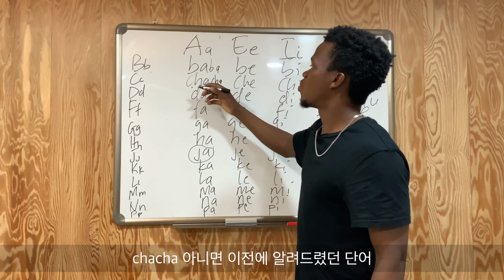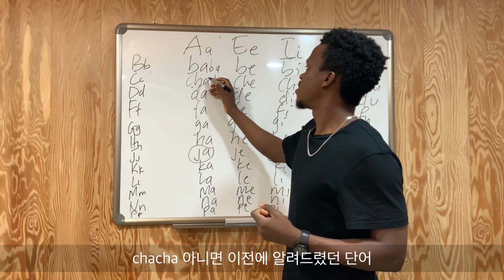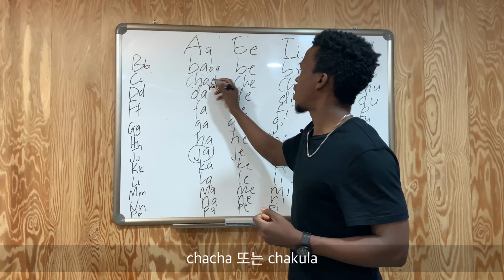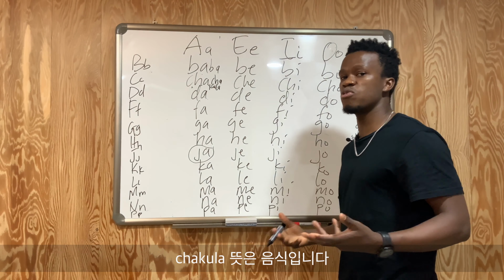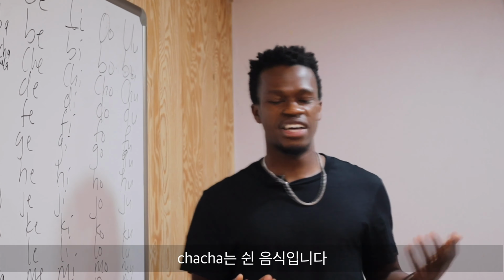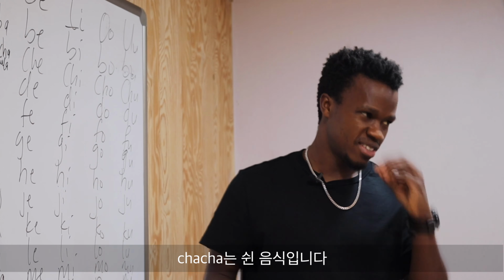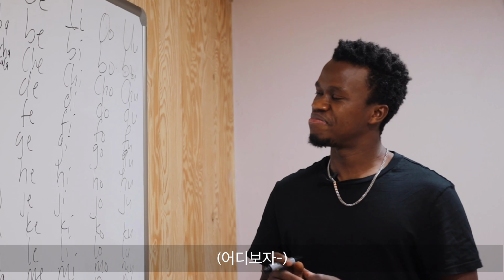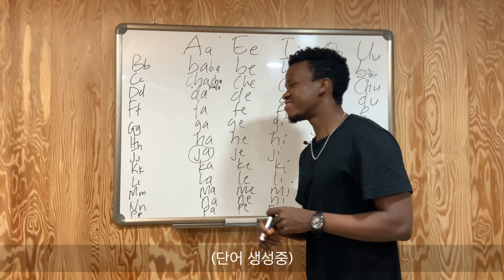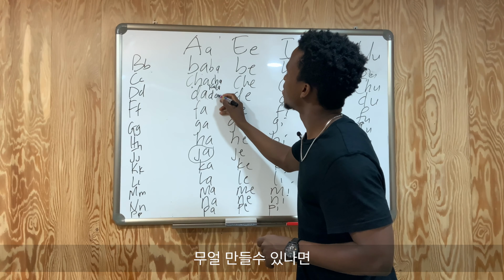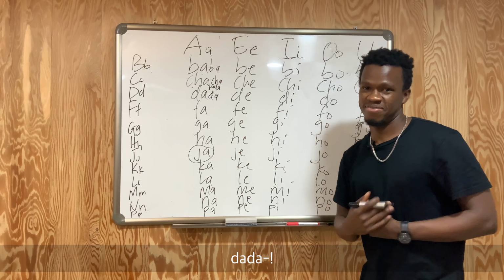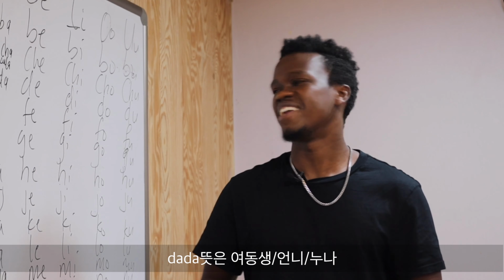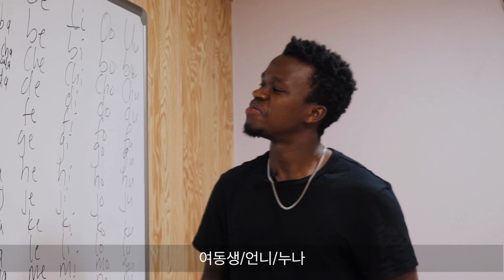In CH, we can add another cha here. Cha-cha. Or the other word that I taught you a little bit earlier, chakula. Chakula means food. Cha-cha means food that is rotten. Cha-cha, rotten. All right. And then we have da here. We can add dada. Simple like that. Dada means sister.